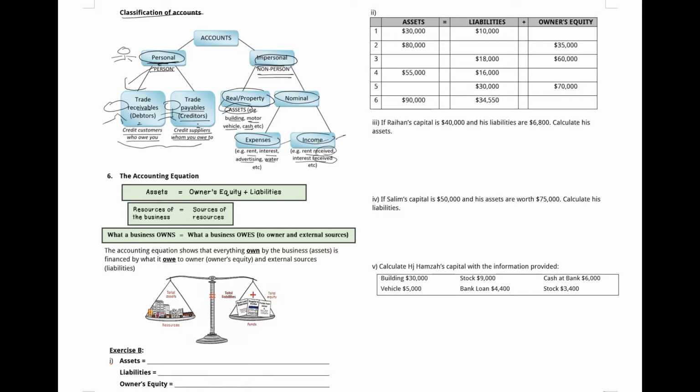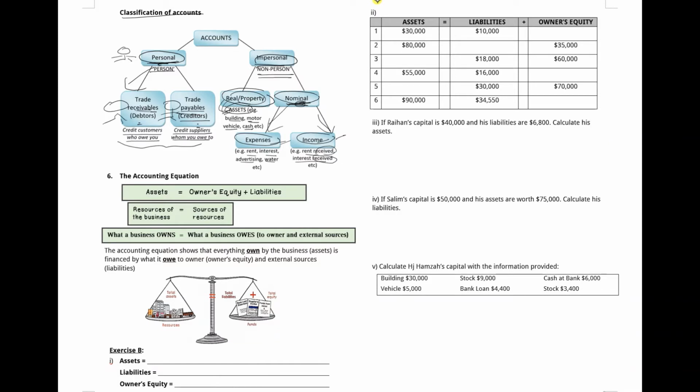So income and expenses are under nominal. When we say nominal account, expenses and income, and real or property refers to the assets, and personal are the trade receivables and the trade payables. So this is another way to classify the accounts, the different categories.